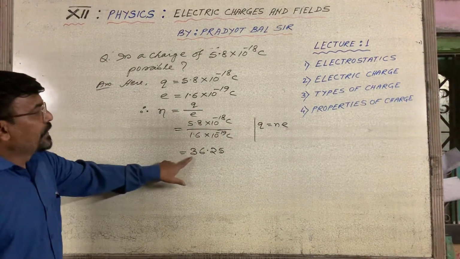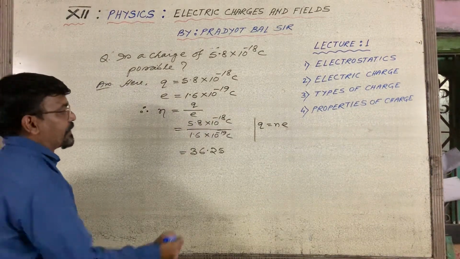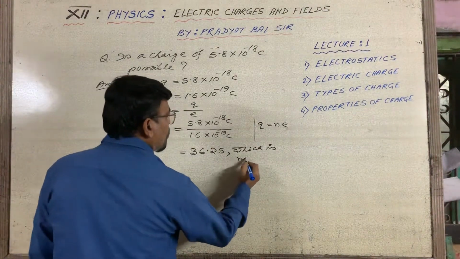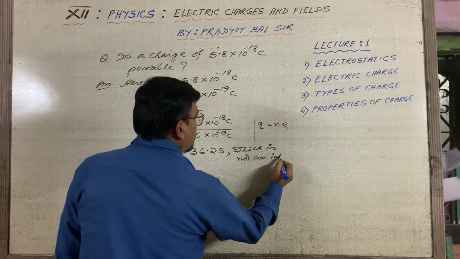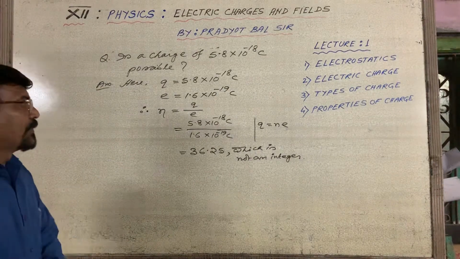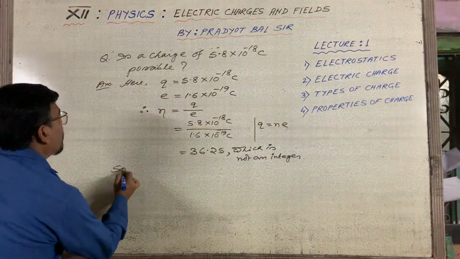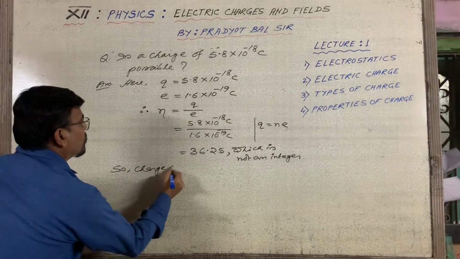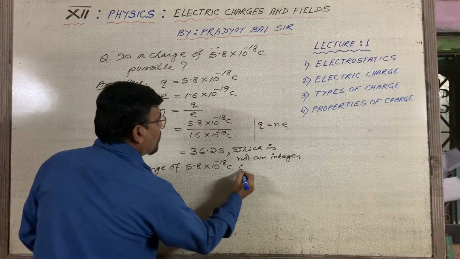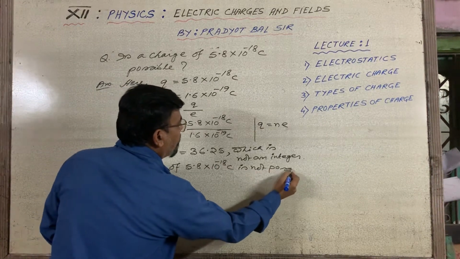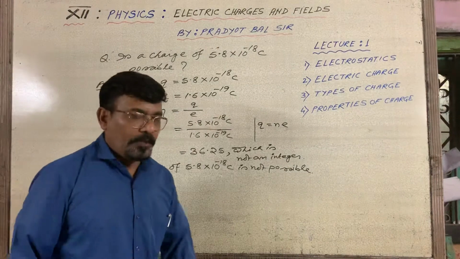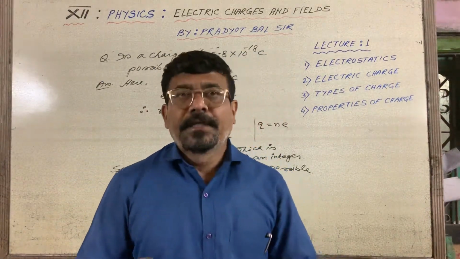Now you see this 36.25 is not an integer. So you write, which is not an integer. So a charge of 5.8 into 10 to the power minus 18 coulomb is not possible. I hope you are understanding a bit.